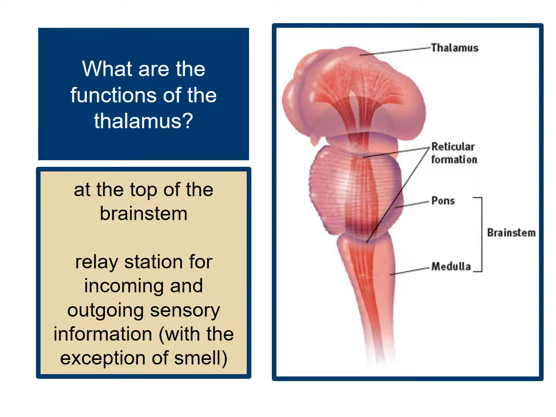And last, at the top of the brainstem is the thalamus, and its main function is relaying. It's a relay station for incoming and outgoing sensory information, with the exception of smell.